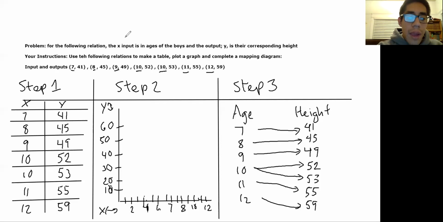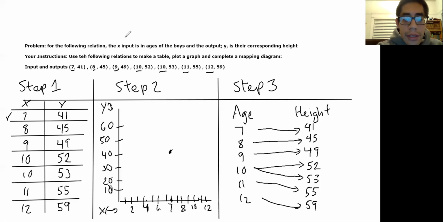And we're going to go to the right 7. So we're going to go 1, 2, 3, 4, 5, 6, 7. Start here. Now we're going to go up to 41. So we're going to kind of just guide it here. 41, it's about there. I'm going to go ahead and put a dot there. Okay, cool. That's the first one. Let's do the next one.